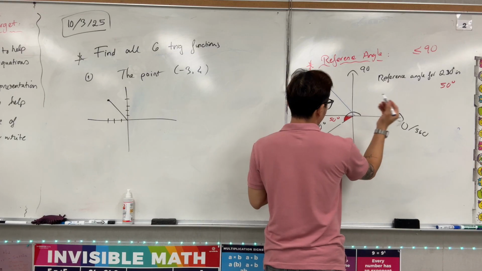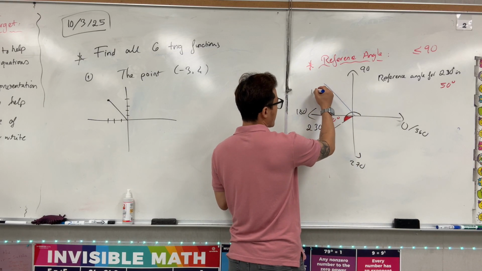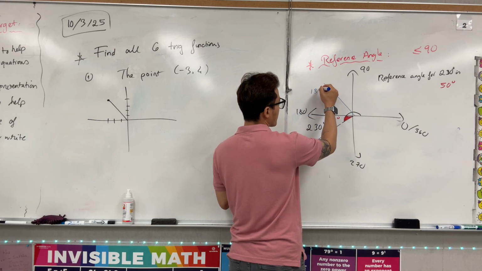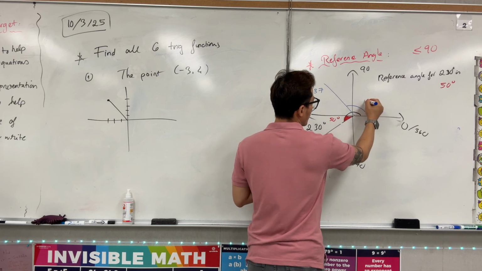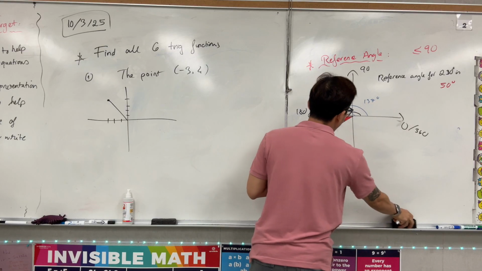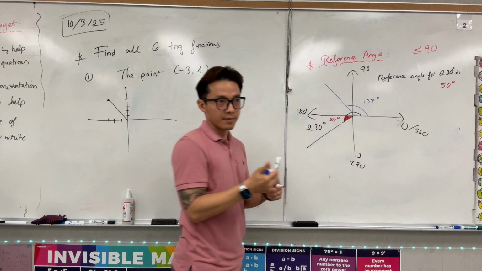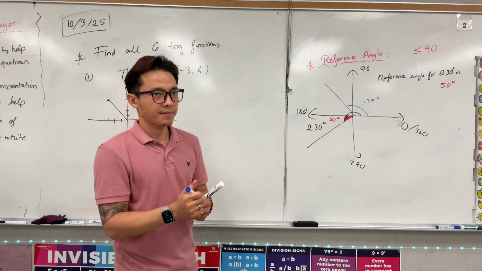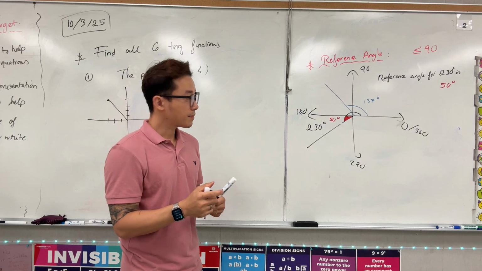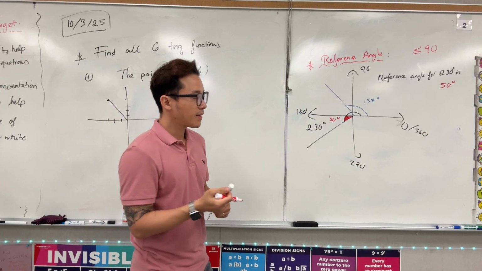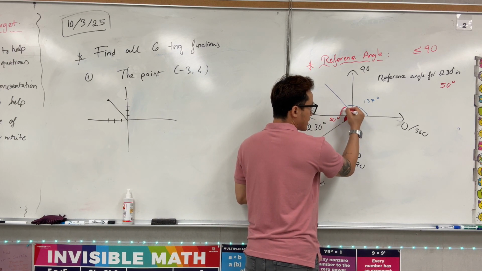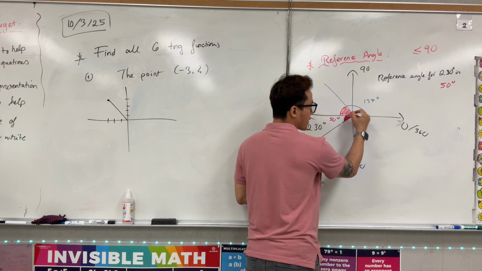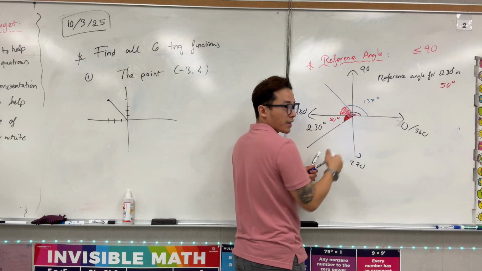Now what is the reference angle for, let's say, I'm going to make up some number like 137? This is 137. What is the reference angle for that? 47? Why 47? This one right here, right? This is the one that is less than 90, so this is the reference for this one. Does it make sense?